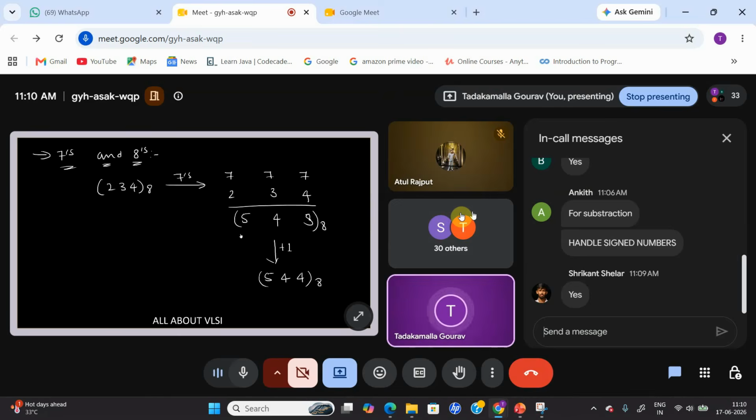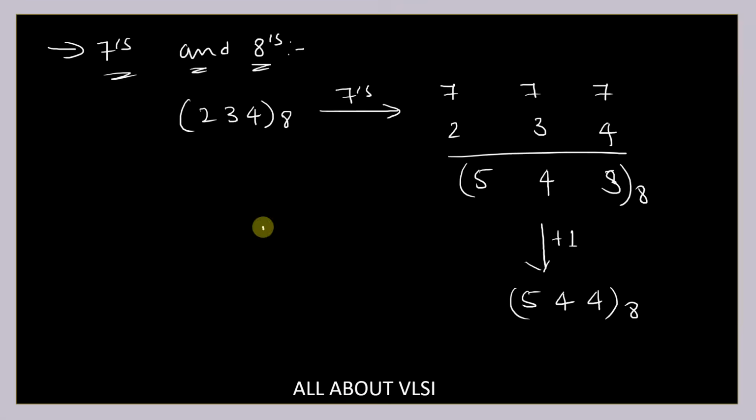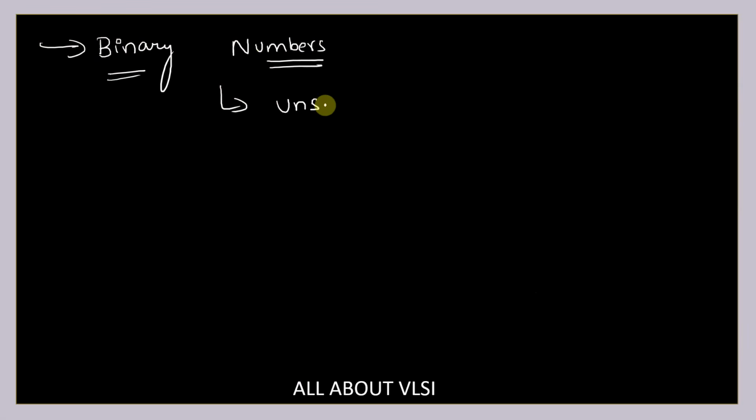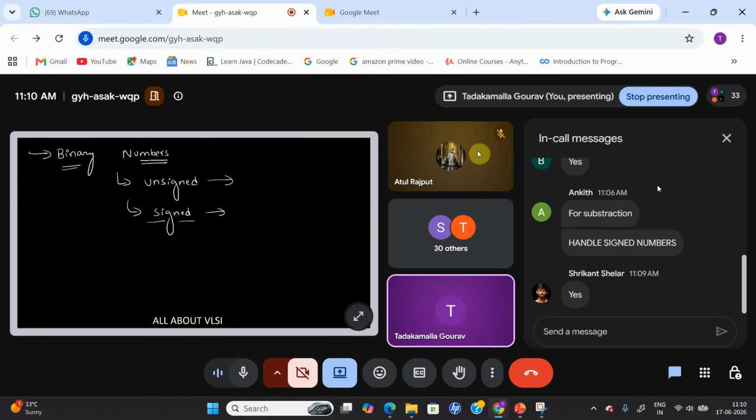Okay. Now, let's talk about binary numbers. Binary numbers can be classified into two types: one is unsigned representation and another is signed representation. Can anyone answer what you mean by unsigned and what you mean by signed? What is the difference between unsigned representation and signed representation?